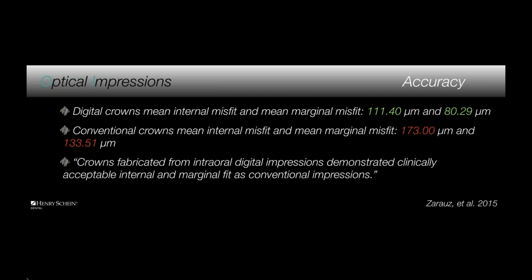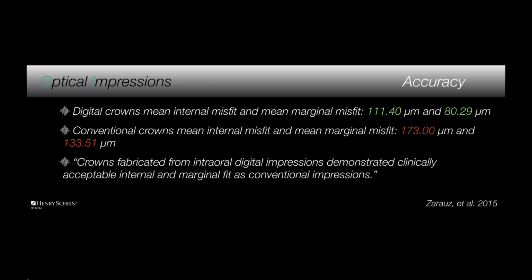Intuitively, this makes sense to us because we know that in the material-based world, we are dealing with error. In the analog world, there is inherent error in our protocols, meaning you make an impression. The material you use has volumetric shrinkage or change. That is error. You pour that model up with stone to make a master cast, and the stone expands. That is another source of error. So just because of the limitations of the analog world, we get error built into our fabrication process.